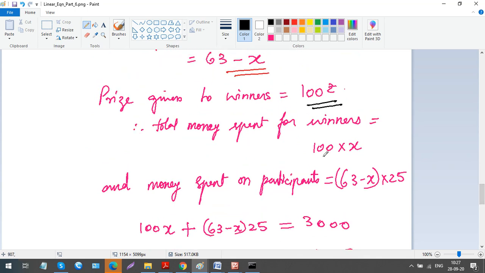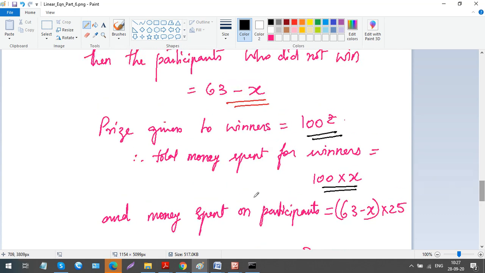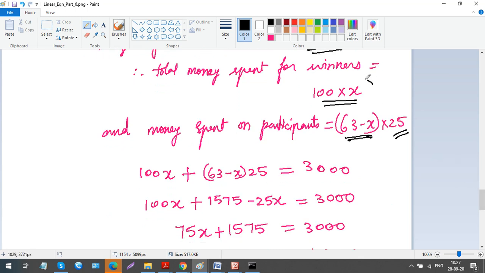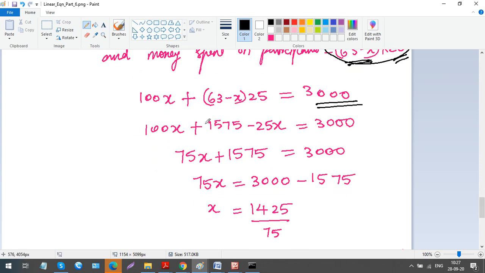Correct. 100 into x will be the money given to the winners, and the money given to the ones who did not win, their number is 63 minus x. So many people are there who did not win. So this is multiplied by 25, because each one is getting an amount of 25 rupees, right? Now both added together, the winners' money plus the non-winners' money should give you 3000 rupees, right? So you add them up. 100x plus (63 minus x) into 25 should be equal to 3000.